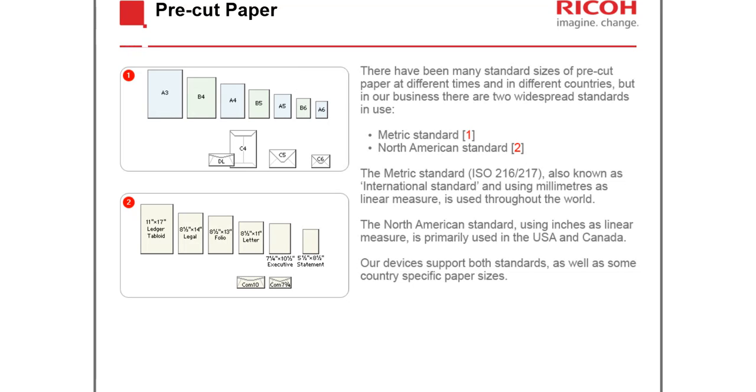There have been many standard sizes of pre-cut paper at different times and in different countries, but in our business there are two widespread standards in use: the metric standard and the North American standard. The metric standard, also known as international standard and using millimeters as linear measure, is used throughout the world. The North American standard, using inches as linear measure, is primarily used in the USA and Canada. Our devices support both standards, as well as some country-specific paper sizes.